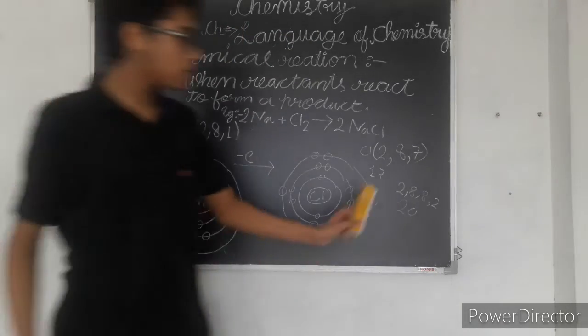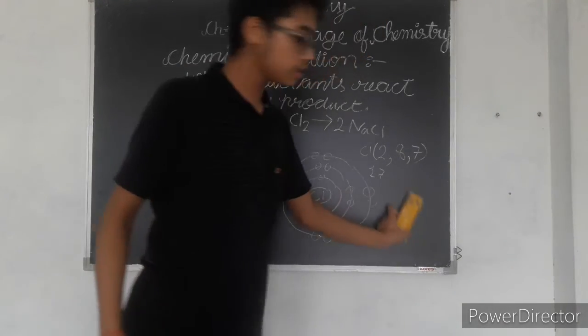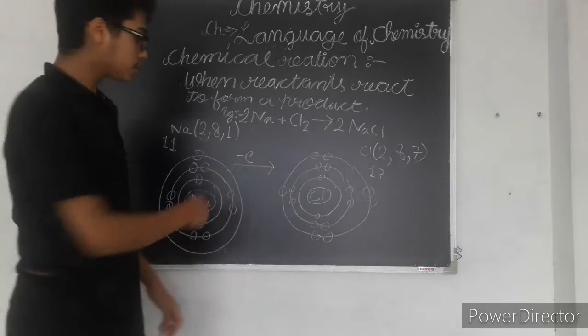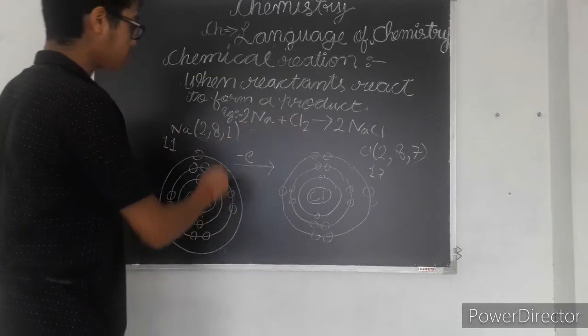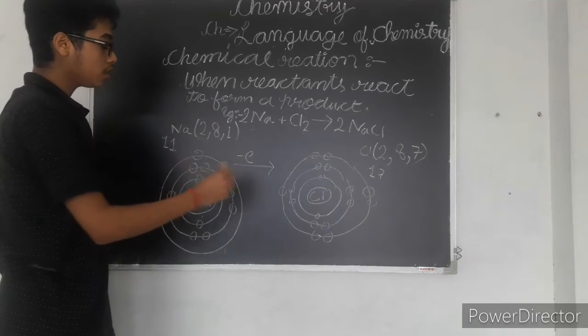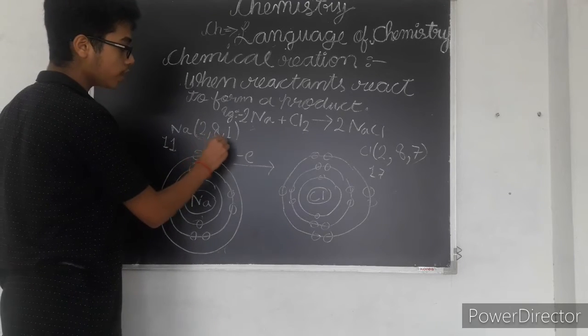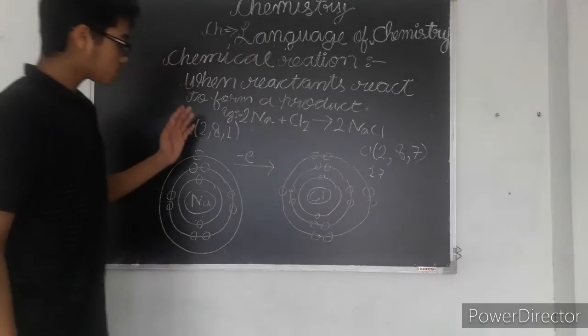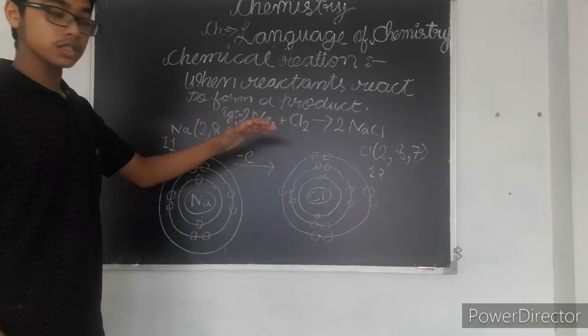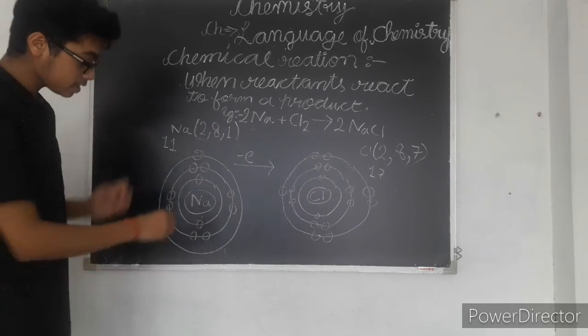So we are not studying calcium, so I am erasing this. We are studying sodium and chlorine. So we have studied how to take out the electronic configuration: 2 8 1 for sodium and 2 8 7 for chlorine. According to the electronic configuration, we make this diagram.